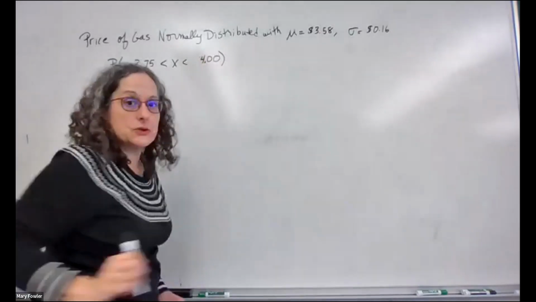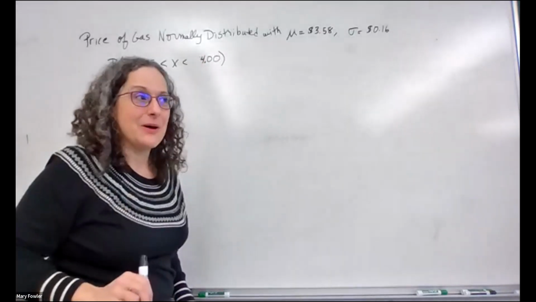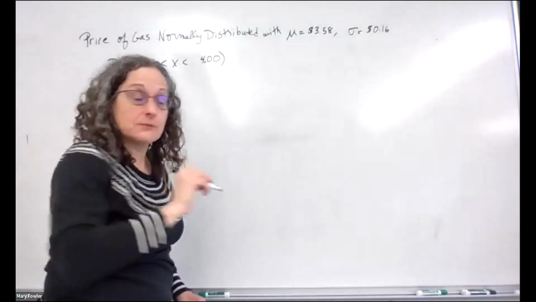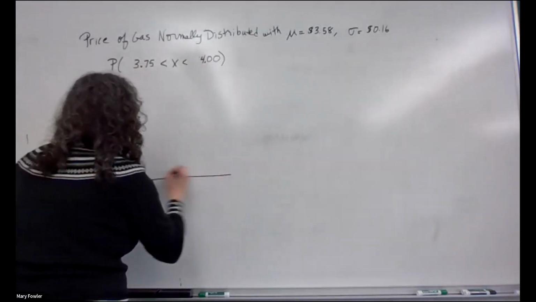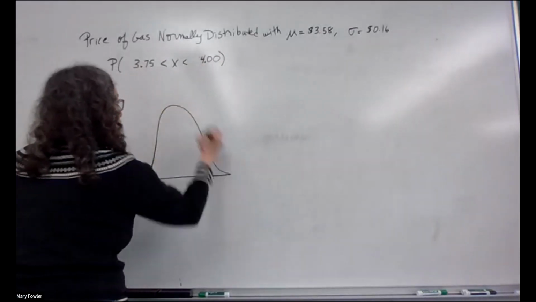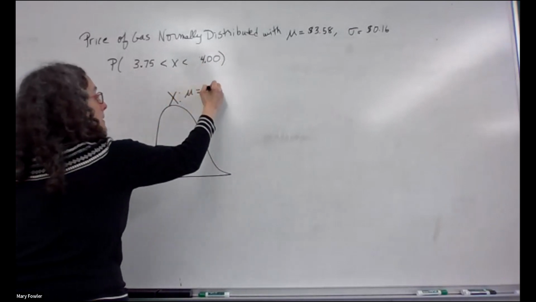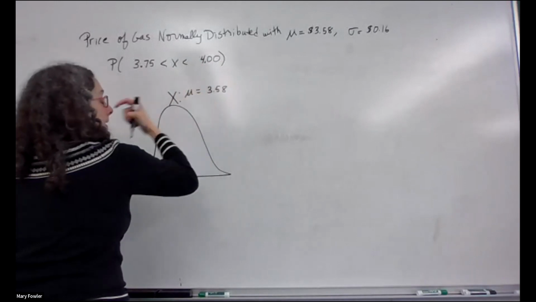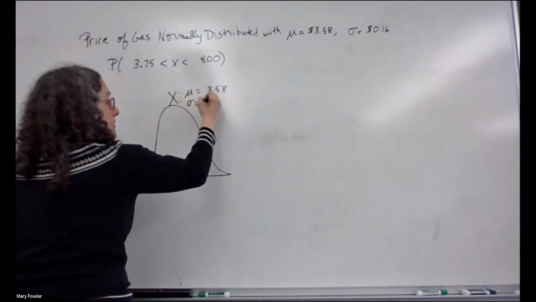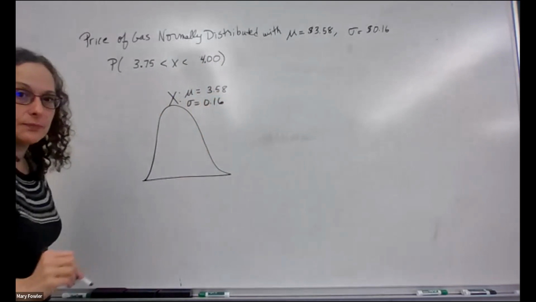Okay, so we're going to use the two-bell method to explain the reasoning. The bell on the left is going to be the X bell. It's normally distributed with a mean of 3.58 and a standard deviation of 0.16.